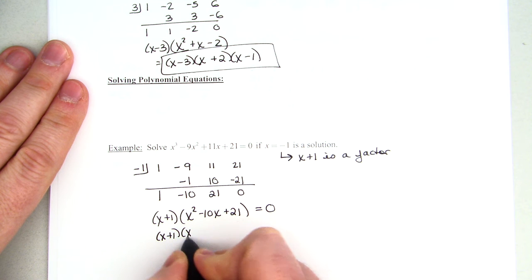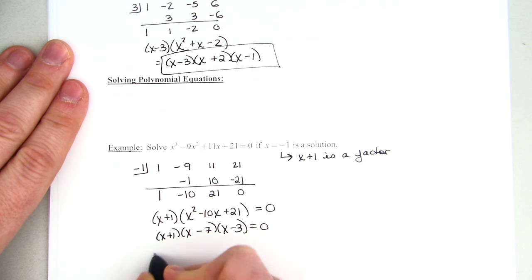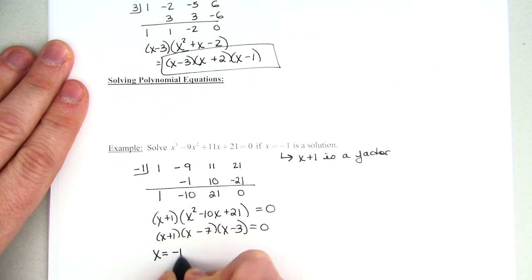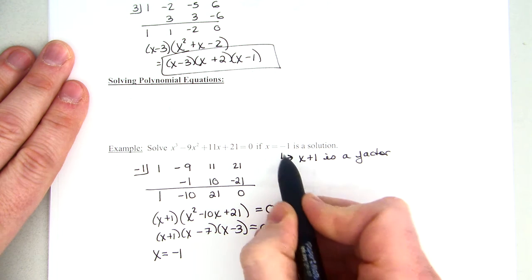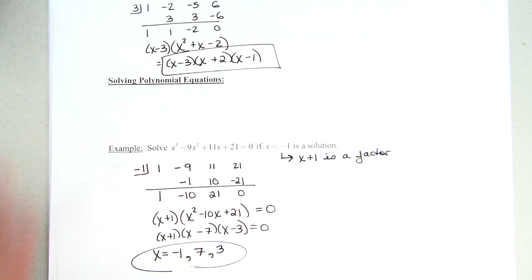X plus 1, x minus 7, x minus 3 should be your 3 factors. When you set all the parts equal to 0, you get -1. Of course, you get -1. I told you it was an answer, but I do still need you to repeat it. Since this is a cubic, I need you giving me a total of 3 solutions. -1 is the solution, 7, and 3. Those are the 3 solutions.